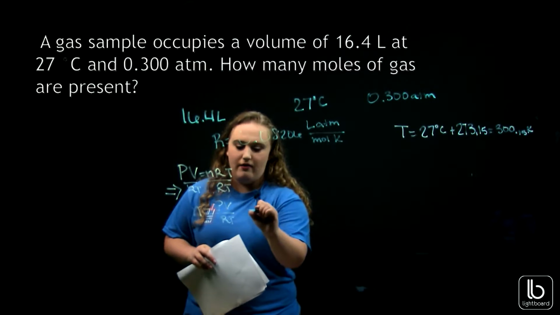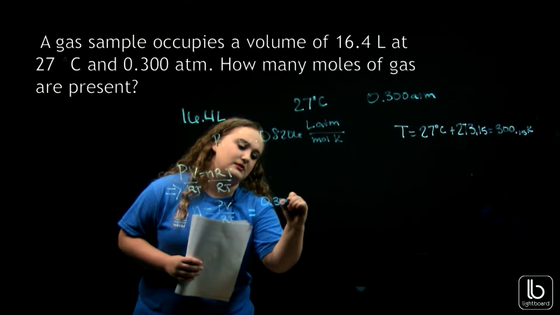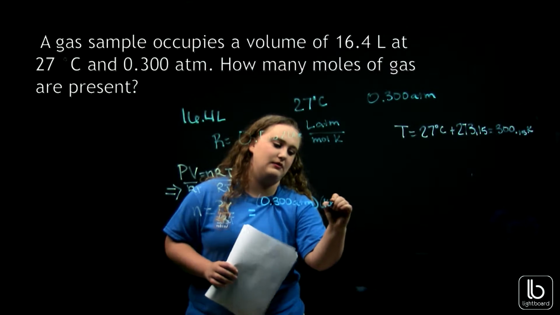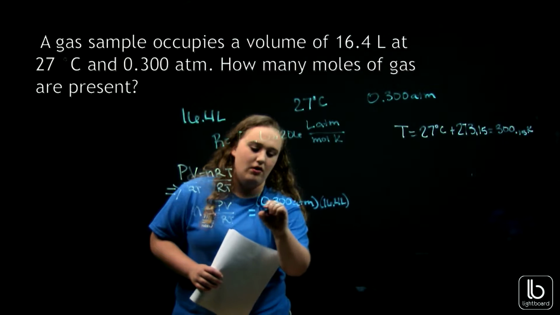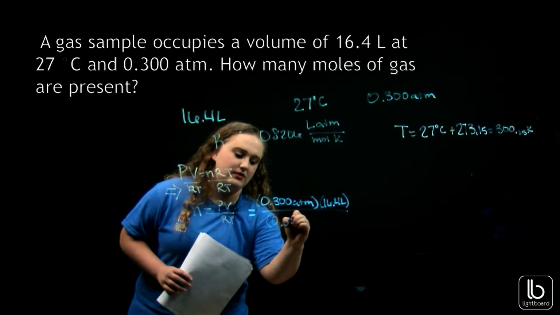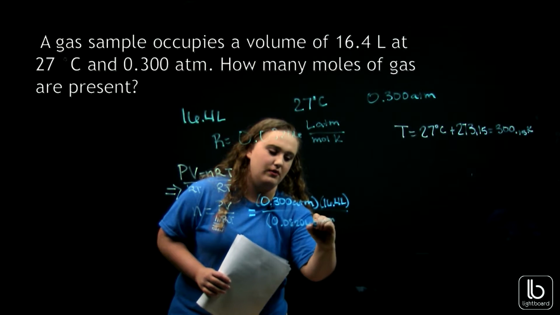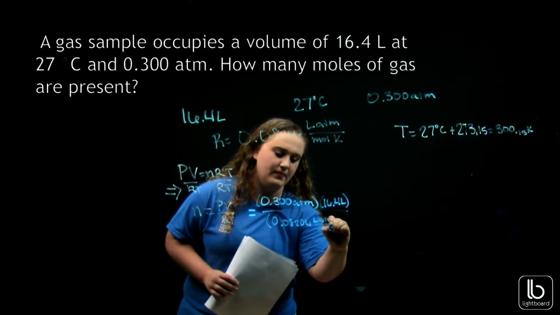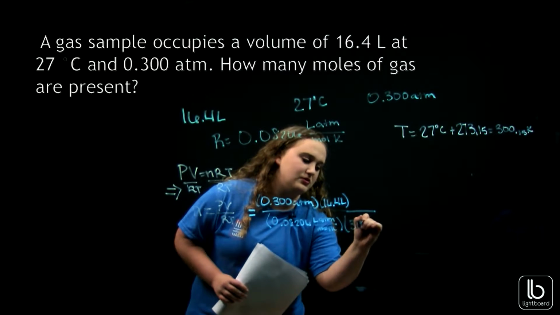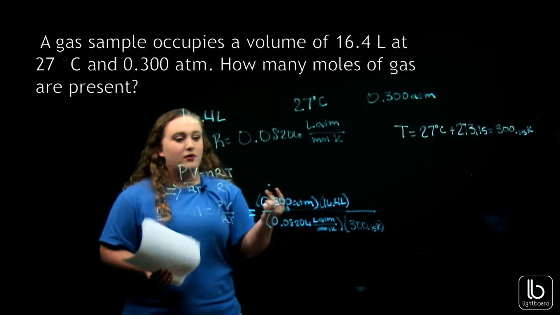So now I have my pressure, which we said was 0.300 atmosphere, times my volume, which was 16.4 liters, over our R value, which we said we were going to use was 0.08206 liters atmosphere per mole K, times our temperature in Kelvin, which is 300.15 Kelvin.